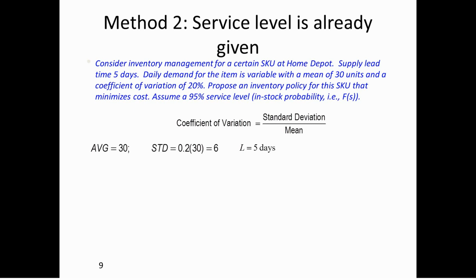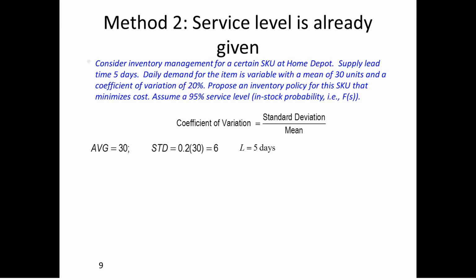Let's just say we want to maintain a certain service level, say 95%. So for example, Home Depot has some SKUs, say a store inventory unit, and let's say there's a lead time of 5 days to get this from, say, another store or the main inventory for Home Depot. Let's say the daily demand for that has a mean of 30 and a coefficient of variation of 20%.